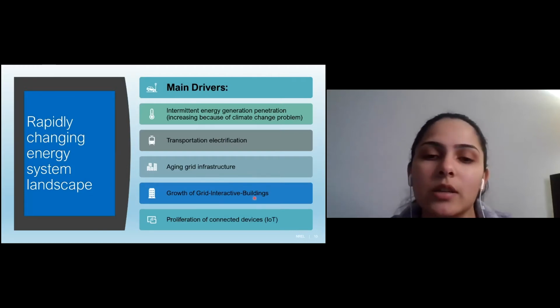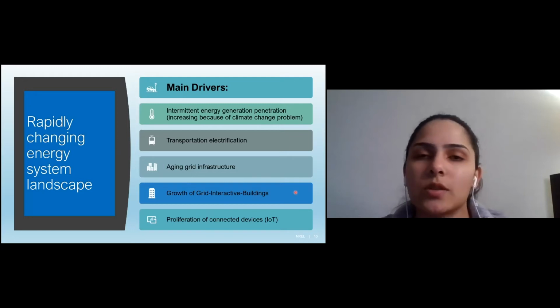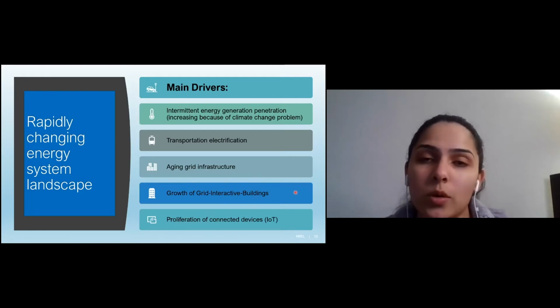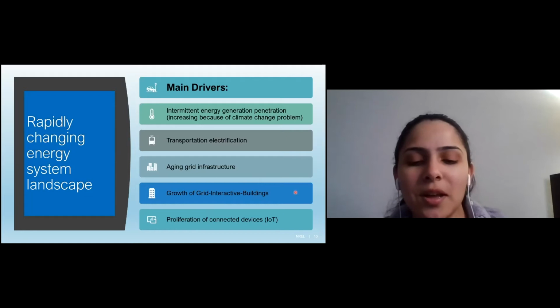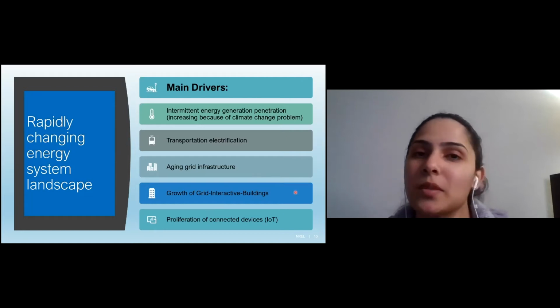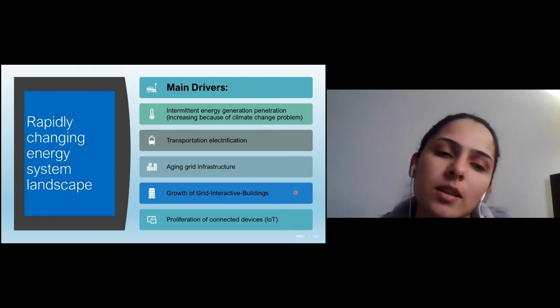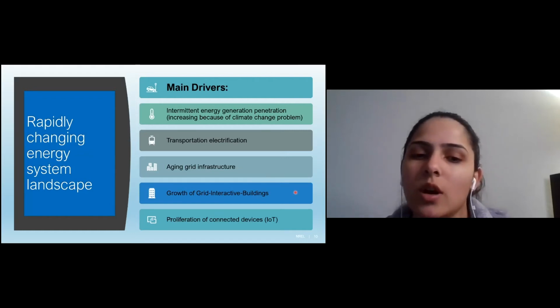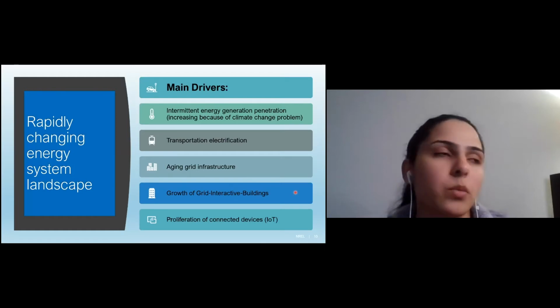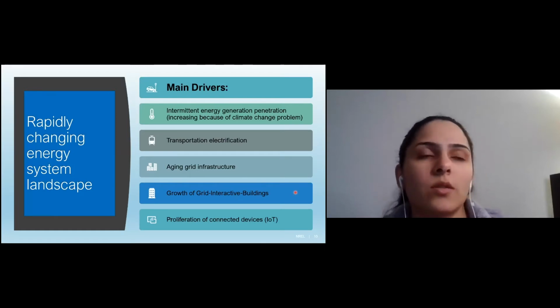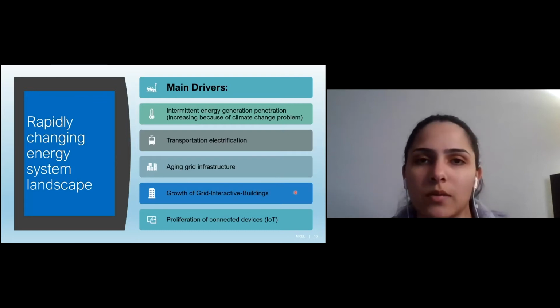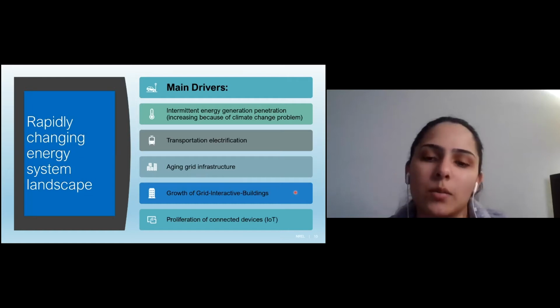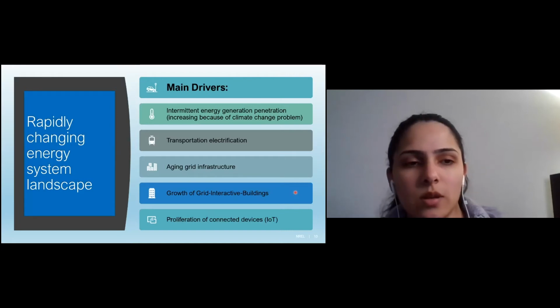In the same way, there are grid interactive buildings. So built structures are growing, urbanization is happening. More built structures means more energy requirements, which turns to more emissions. So innovation there is required too. And then there is this technology push, where there is proliferation of connected devices, Internet of Things, where with our smartphone, we can turn the washer off, dryer on, and all sorts of controls we have gained. So the orchestration of all these factors together is pushing toward the need for more and more innovation in the energy systems and smart grid domain.